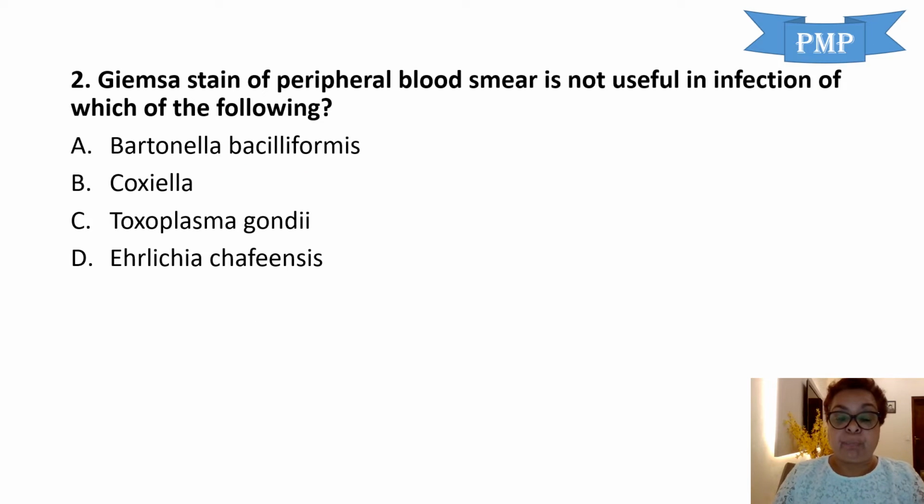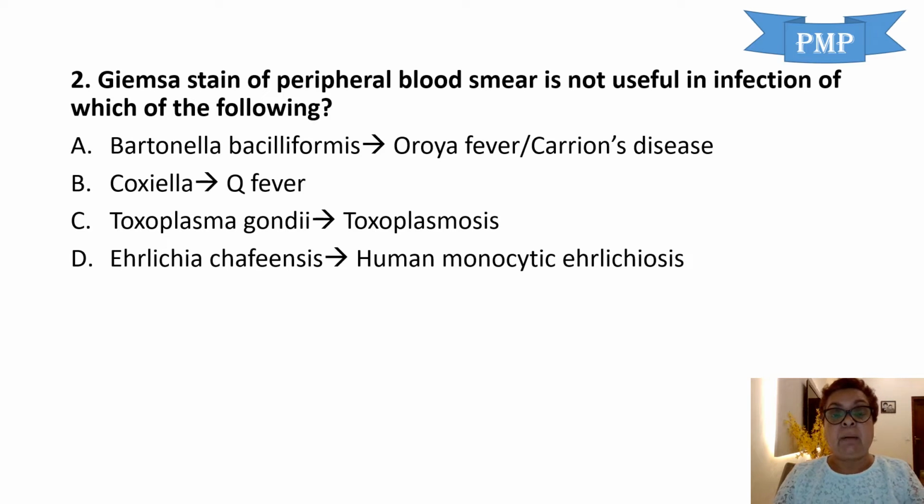Next question: Giemsa stain of peripheral blood smear is not useful in infection with which of the following? The options are Bartonella bacilliformis, Coxiella burnetii, Toxoplasma gondii, and Ehrlichia chaffeensis. Before we find out the answer, let's see what diseases are implicated with these 4 pathogens. Bartonella bacilliformis causes a disease reported from South America, called Oroya fever or Carrion's disease. People who survive Oroya fever, if left untreated, may go on to Verruga peruana. Coxiella causes Q fever, Toxoplasma causes toxoplasmosis, and Ehrlichia chaffeensis causes human monocytic ehrlichiosis.